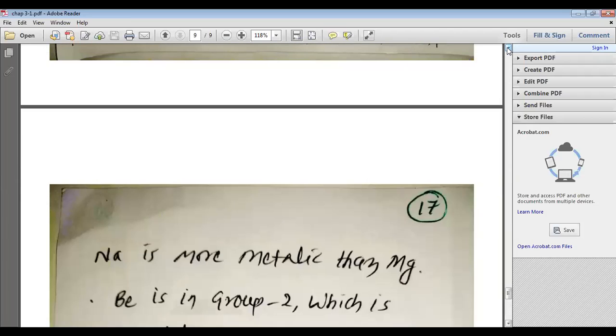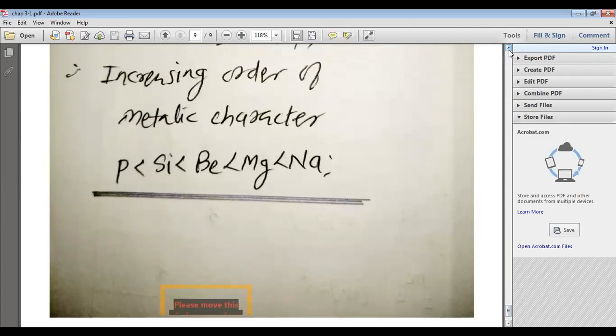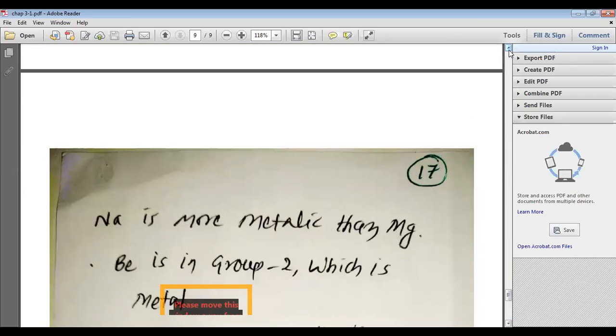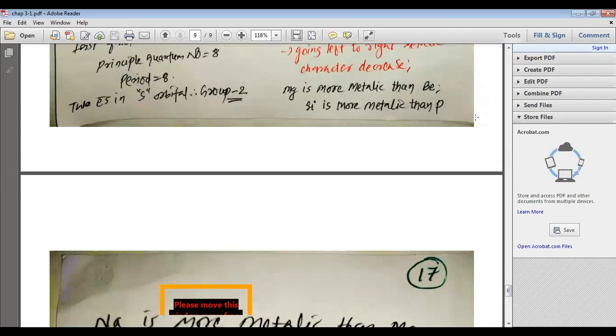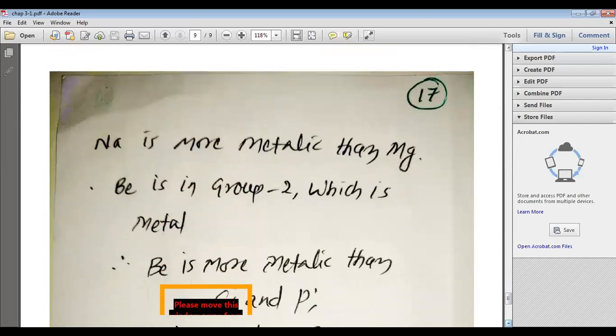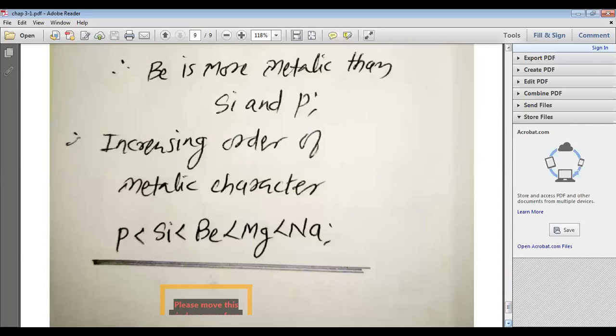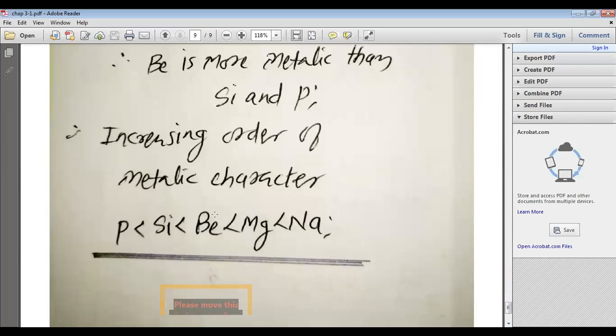So now, my dear students, we can easily arrange these elements into the particular order of their metallic character. Silicon is more metallic than phosphorus, because silicon is present on the left side of phosphorus. Sodium is more metallic than magnesium. Beryllium in group 2 is a metal, so beryllium is more metallic than silicon and phosphorus. And ultimately we can write the increasing order of metallic character as phosphorus less than silicon, less than beryllium, less than magnesium, less than sodium.